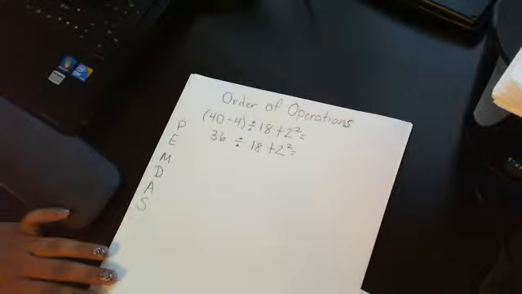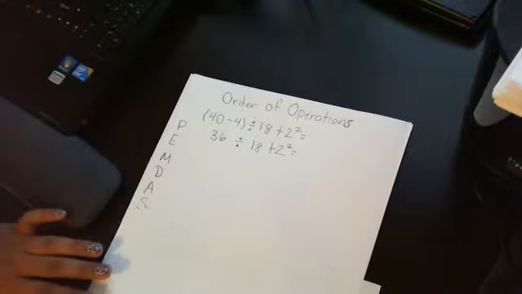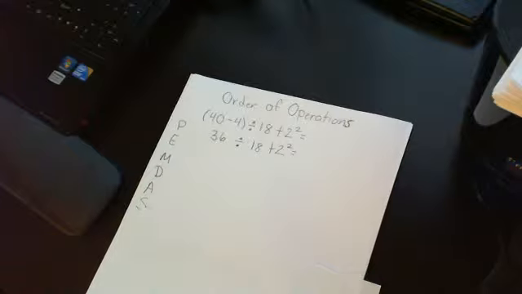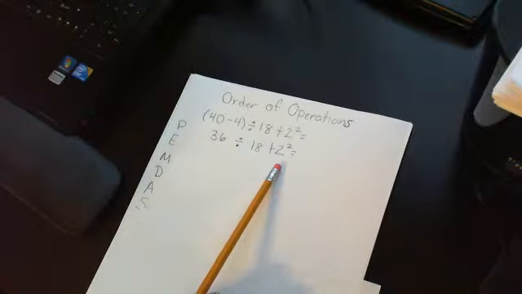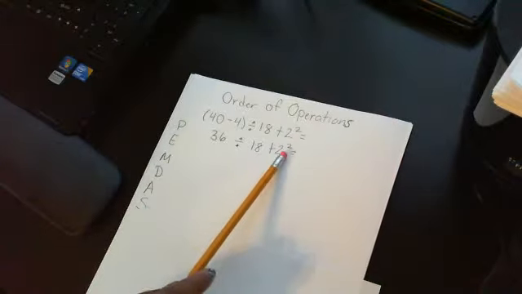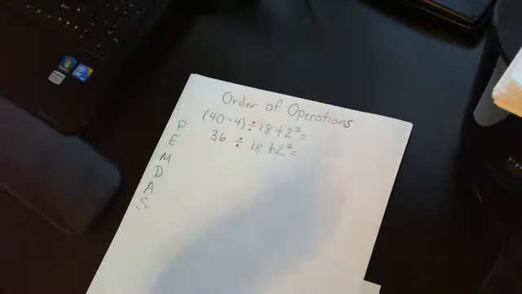Alright, so now we're ready to go to the next step. E. E stands for exponents. Exponents are numbers that have a base and a power. Over here, we have an exponent. Remember, exponents are the same as multiplying this number by itself that many times.